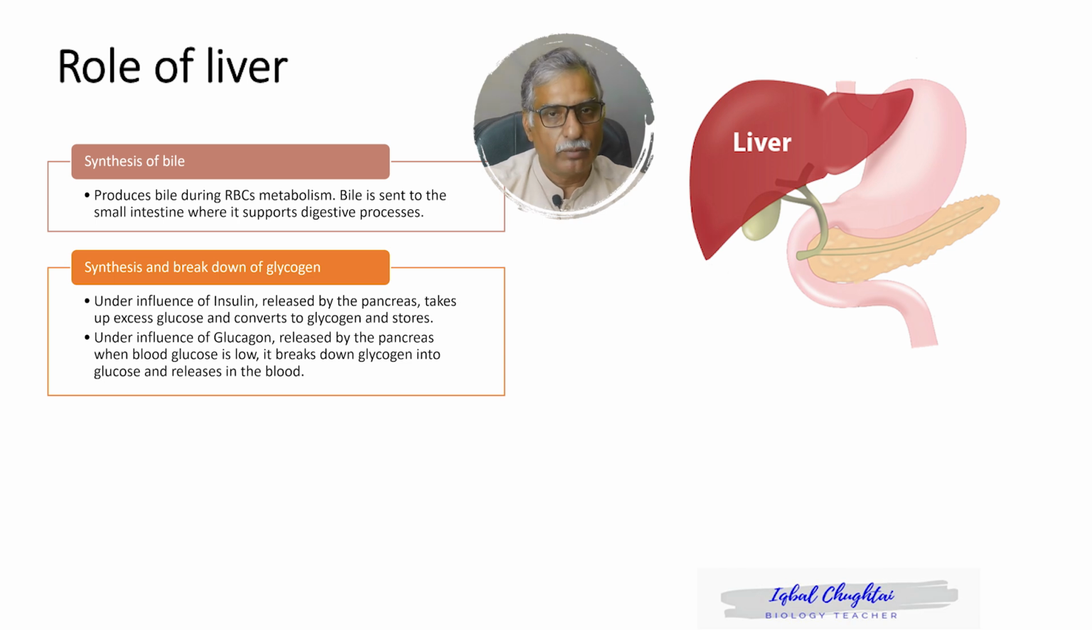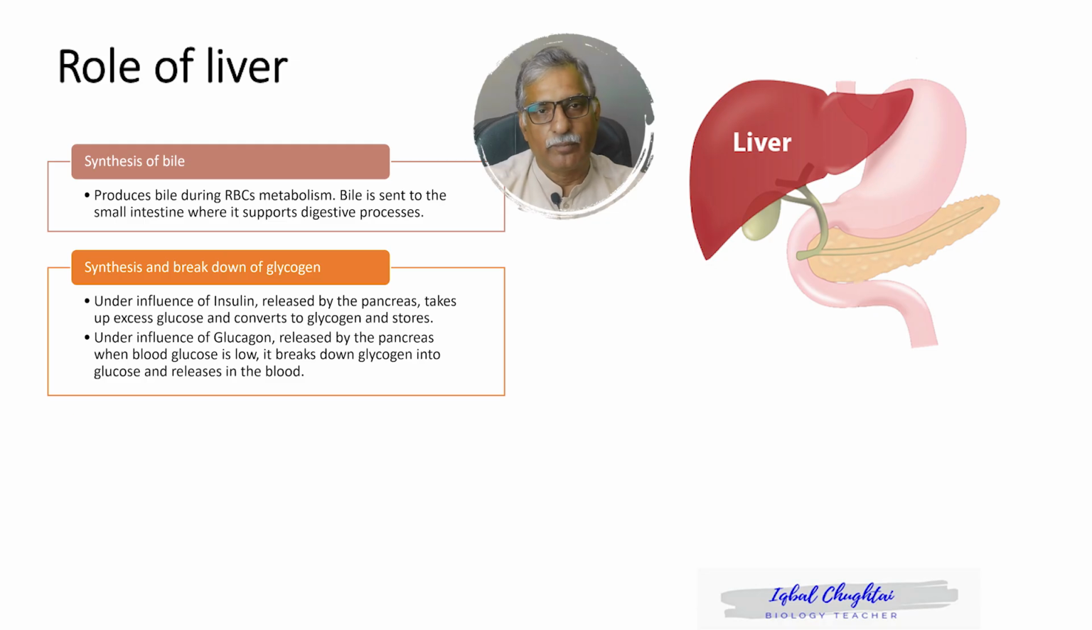So this is another job of the liver, that it helps maintain glucose concentration in the blood. When blood glucose concentration is high, more than the optimum range, the liver takes up the excess glucose, converts it into glycogen and stores it. And when blood glucose concentration drops below normal, the liver hydrolyzes the stored glycogen and releases it into the bloodstream in order to restore the blood glucose concentration and help the body cells to continuously respire.